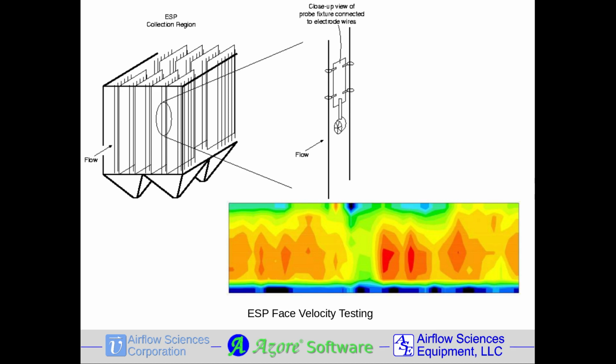Note the high-velocity regions shown in red on this slide and the uneven flow split left to right.